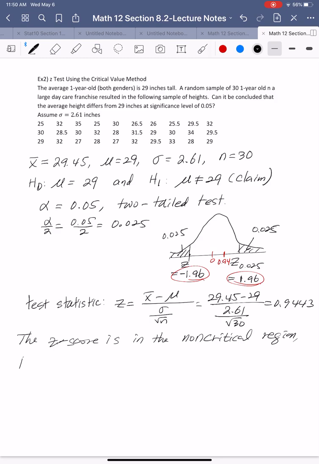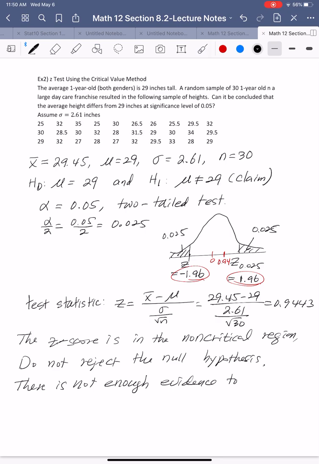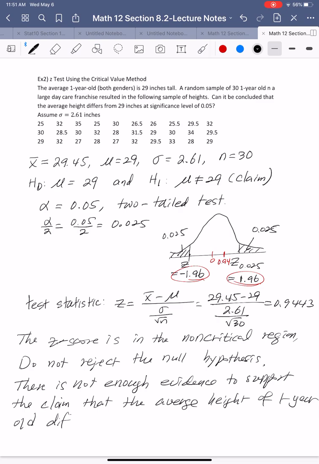Which means we should not reject the null hypothesis. Which means there is not enough evidence to support the claim, which is different, that the average height of 1 year old differs from 29 inches. So it still stays as 29 inches.